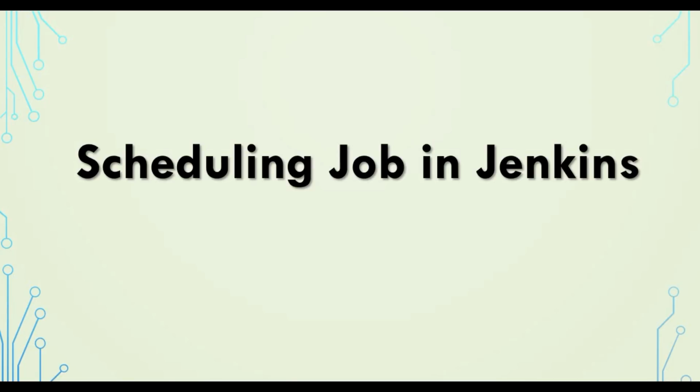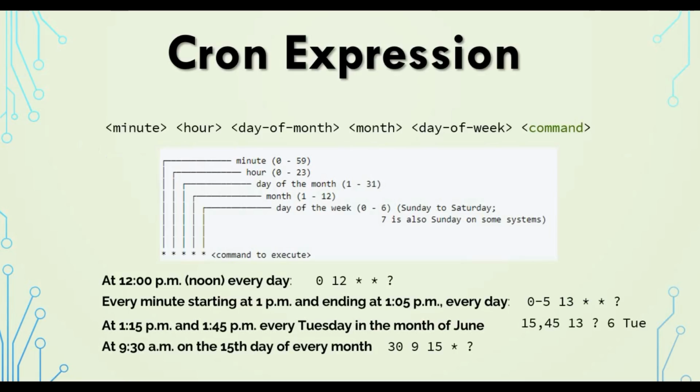Now let's see how you can schedule jobs in Jenkins. Scheduling is very important in Jenkins because nobody will keep sitting and triggering your jobs every time by clicking on them. You will schedule some tasks to run at midnight or every day morning. For that you will be using scheduling, and you will have to use cron expressions.